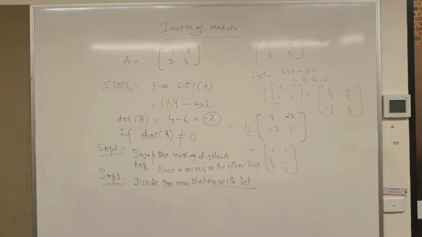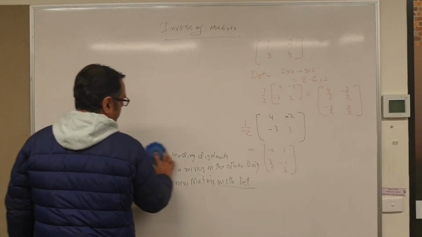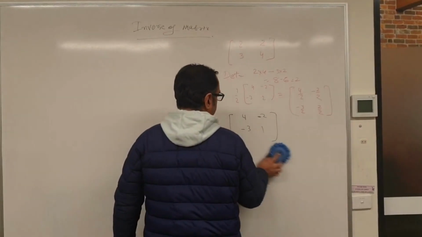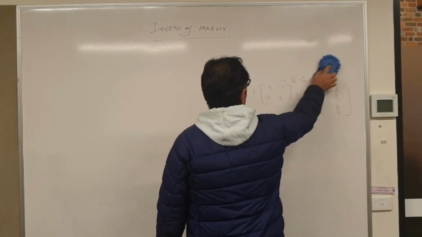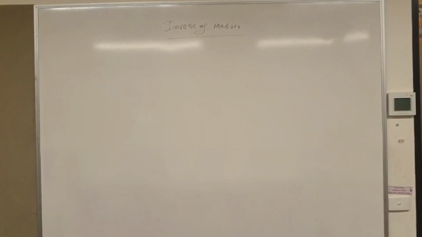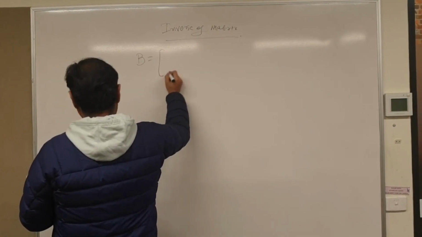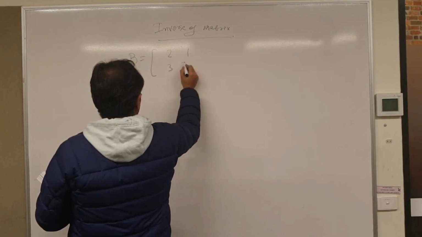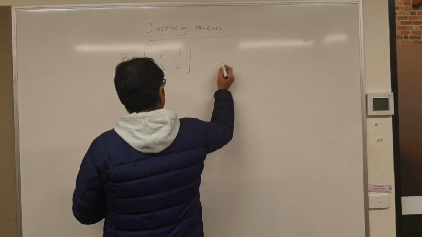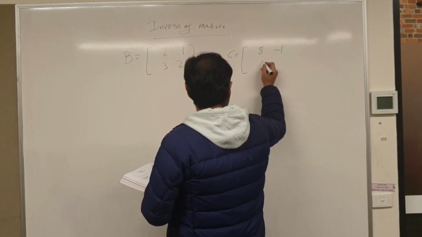Now, you could have something like solving the matrix equations. Let's say you have a matrix B equals 2, 1, 3, 2, and another matrix C, which is 8, minus 1, 4 and 6.